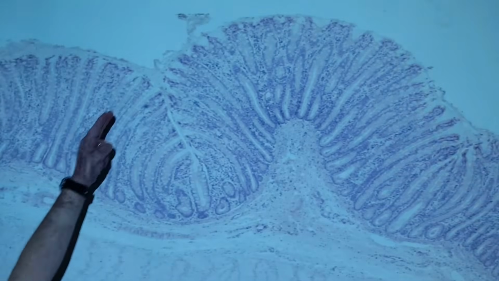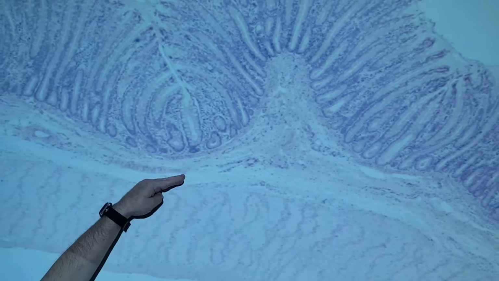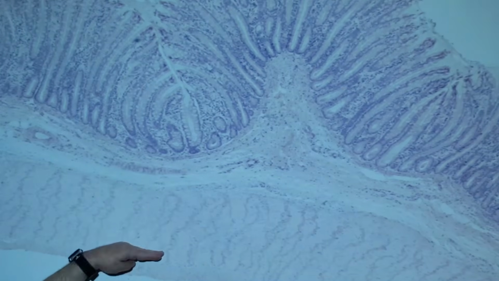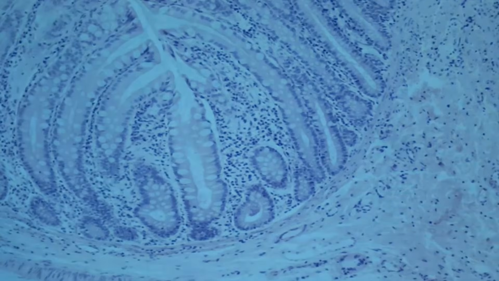And of course, I can see the layers of the wall, mucosa, submucosa, muscularis, and serosa. Large intestine, and look everyone at all those goblet cells.